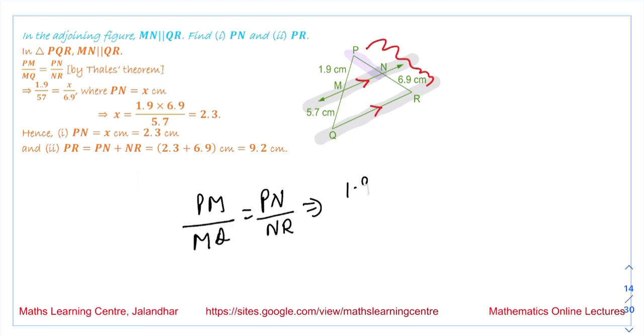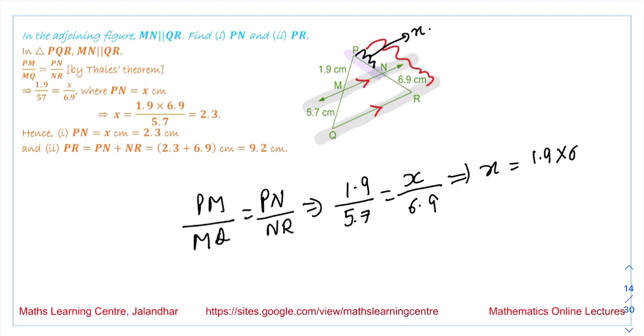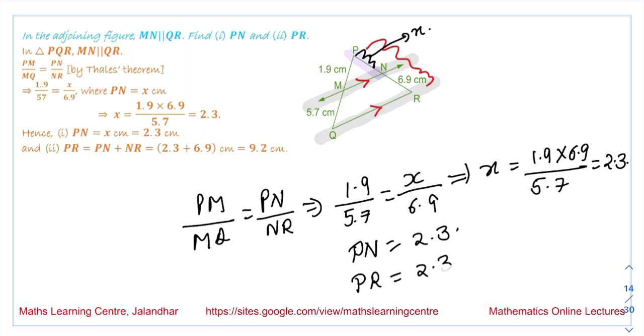So this implies 1.9 over 5.7 is equal to x over 6.9. We have considered this PN as x. So this gives us the value of x as 1.9 into 6.9 over 5.7, that is equal to 2.3. So the value of PN is 2.3, and the value of PR is 2.3 plus 6.9, that is equal to 9.2 centimeter.